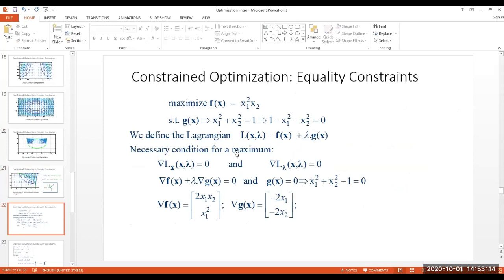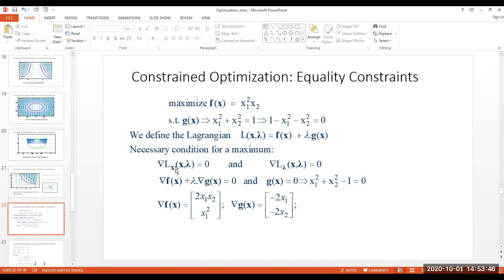Now the necessary condition for the maximum would be what? You simply take the gradient of this and equate it to 0, because it is a function of two different vectors. Lambda could also be a vector, as I mentioned. Here it is a scalar, but it could also be a vector. So you take the partial derivatives or gradients for each vector of variables and then equate them to 0.